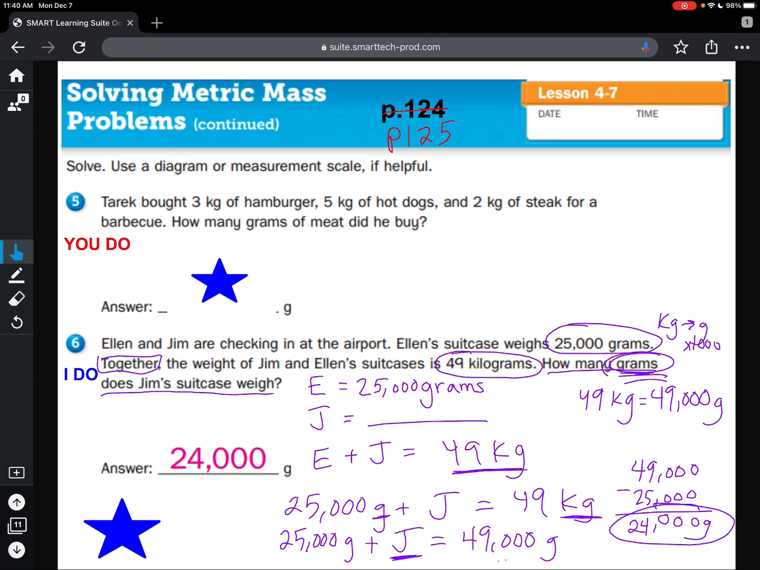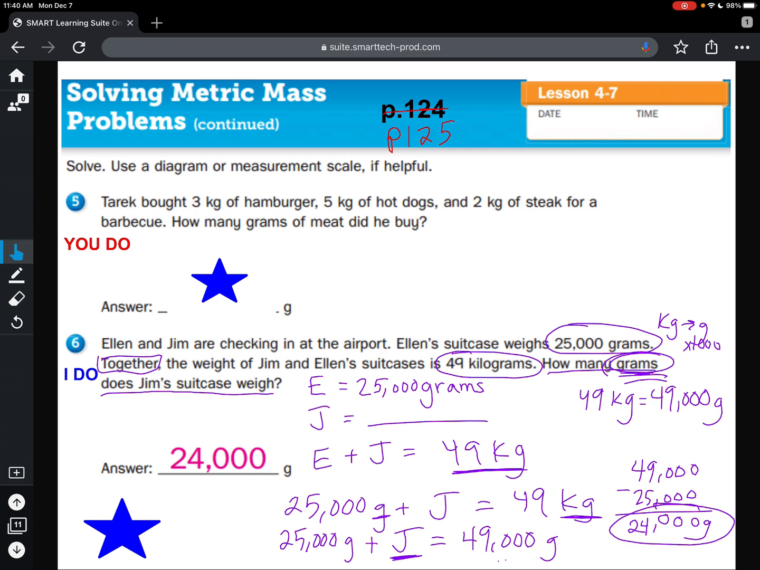Then I knew that Ellen's plus Jim's would equal 49,000 grams, so I subtracted 49,000 minus the amount of Ellen's suitcase of 25,000, and I got an answer of 24,000 grams.